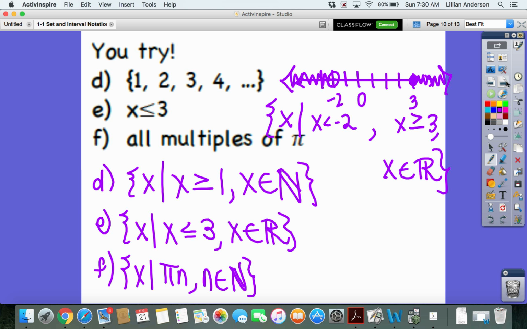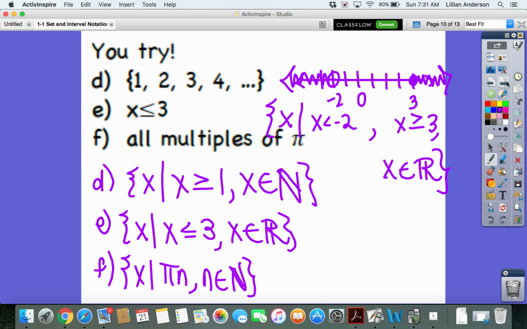If you notice, for D, it's going to be the set of x values such that x is greater than or equal to 1, and x is an element of all natural numbers, because 1, 2, 3, 4, they're listing, they're basically counting. For E, it's going to be the set of x values such that x is less than or equal to 3, and anything that's less than or equal to a particular number, or even just less than, is going to be an element of all real numbers. And the last one, the set of x values such that pi n, and n is going to be an element of all natural numbers, because your multiples, of course, are always your positive multiples.